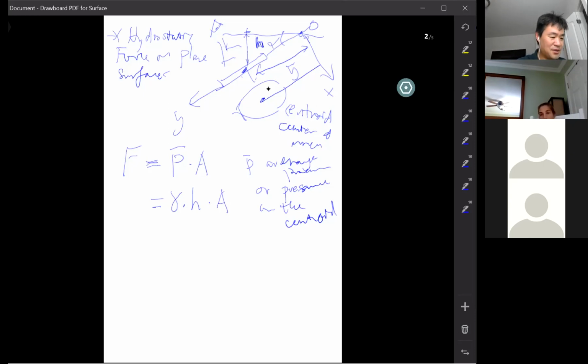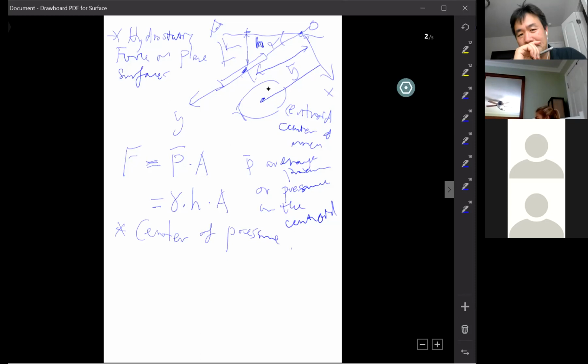Now, another thing I want to introduce here is, this is called the center of area, the centroid. Another thing I want to introduce is called the center of pressure. Why do we need a center of pressure, first of all?